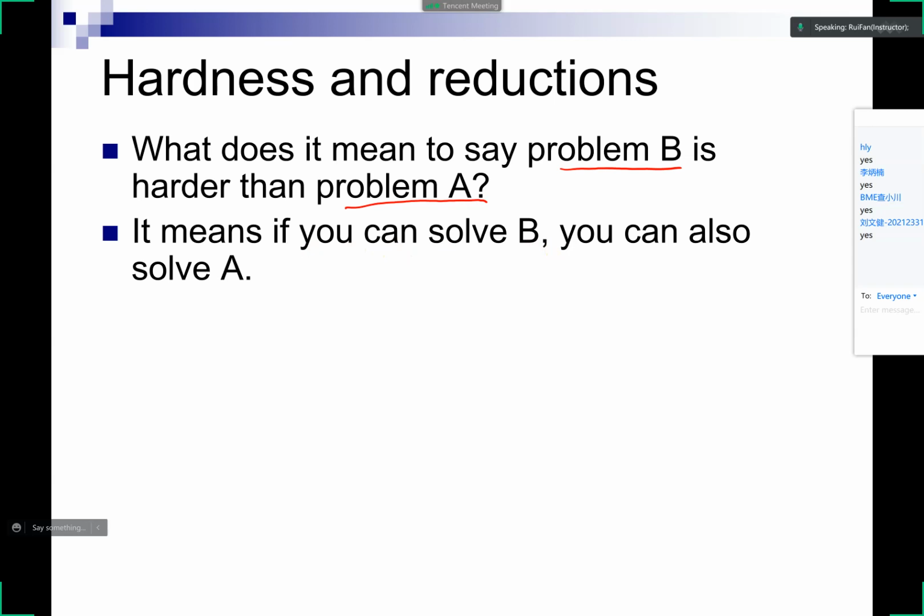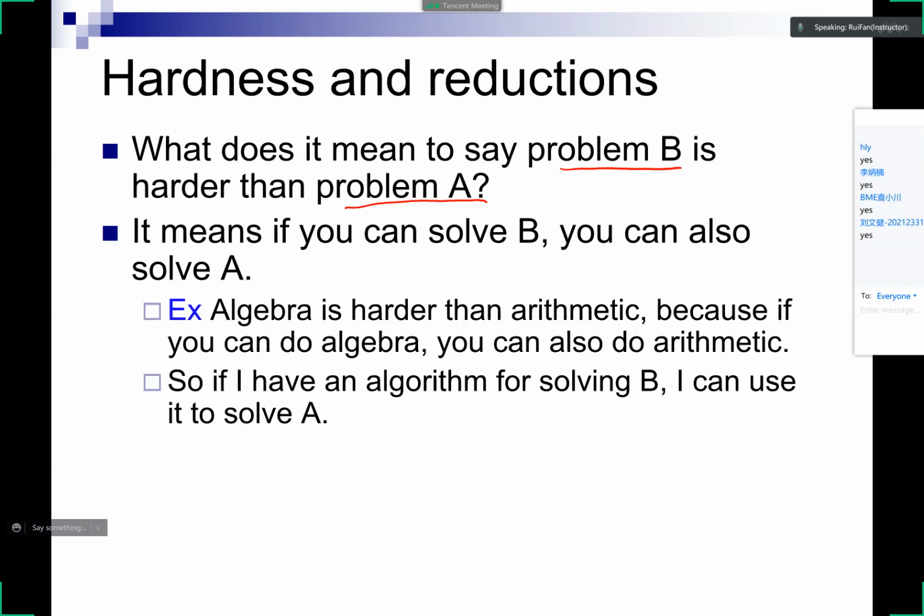That's what it means for B to be harder than A. Because if B is harder than A, and if you can solve this hard problem, then you can also solve the easier problem A. That makes sense, right? As an example, you can say that algebra is harder than arithmetic, because if you can do algebra, then you can also do arithmetic.